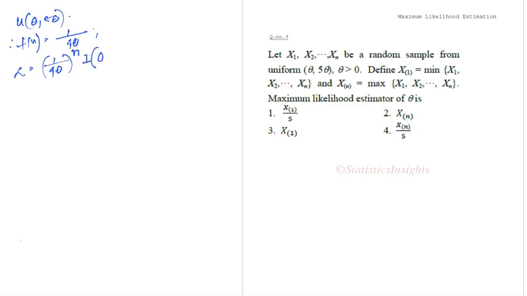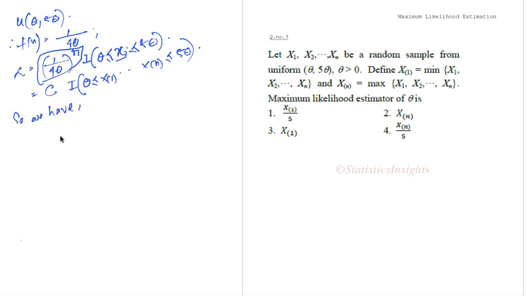Indicator function, theta less than or equal to xi, inclusive of 5 theta. Fine. So this term has no use in the differentiation, so let's write it to be C. And breaking the indicator function, breaking the sample values and ordering them, we get x1 up to xn less than or equal to 5 theta. So we have theta to be less than or equal to x1 and xn less than or equal to 5 theta.